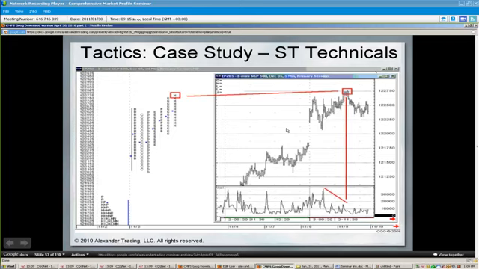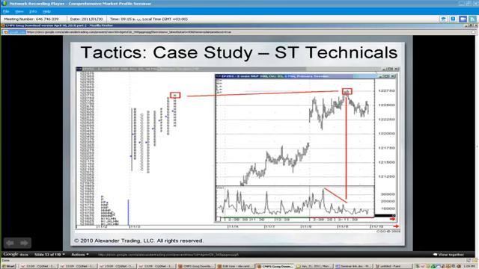Okay, so anyway, back to the example of tactics, which is at the execution stage. In this particular instance, now remember, we had a market that traded strongly. We think the bigger picture is up. But if you are an intraday trader, you are generally not going to eliminate one side of the market. You can, but you don't have to.